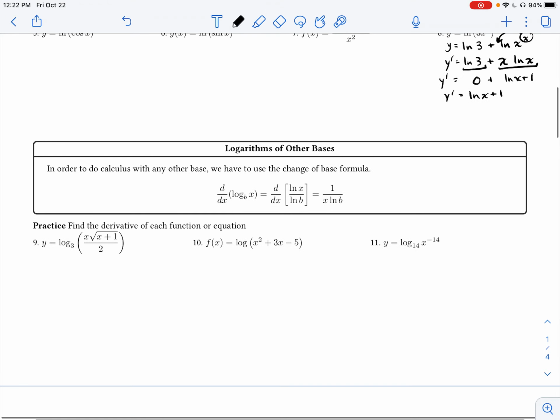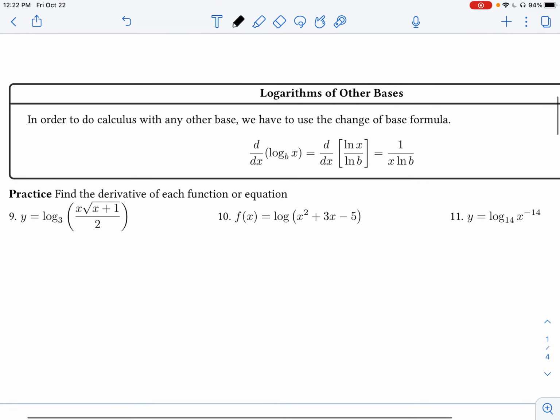Let me just finish off this lesson by talking about the logarithms of other bases. All the differentiating we've done so far has only been with the natural log. What about when your logarithm has a different base, like 10 or any other number for that matter? How would we differentiate something like log base b of x? Well, the key to this is understanding the change of base formula.